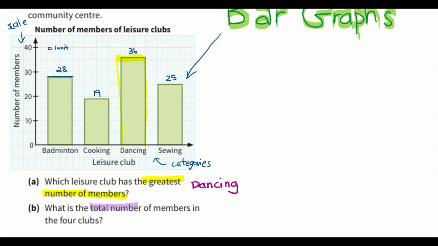Hence, let's add up the total number of members. 28 plus 19 plus 36 plus 25 equals 108. So the answer is 108 members.